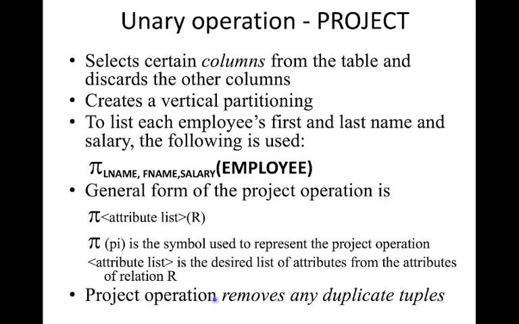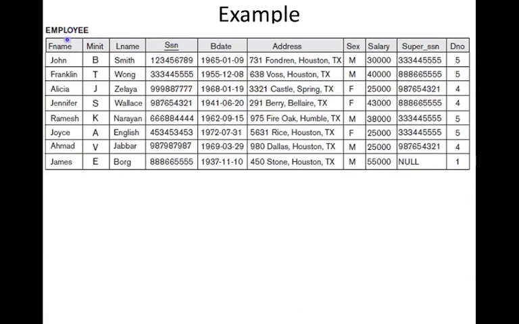Then the project operation removes any duplicate tuples. If there are any duplicate tuples, they will be removed. You'll see an example, and then you'll understand why we say this about duplicate tuples. Take the same example: the employee table is there, and if you apply this project operation on last name, first name and salary, only three rows will be displayed.